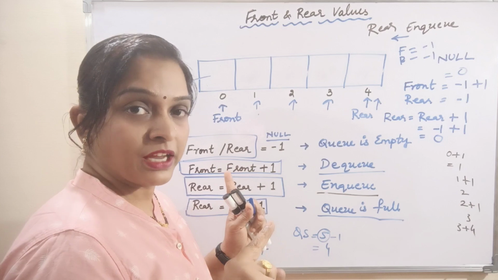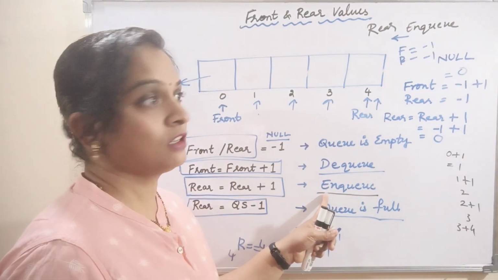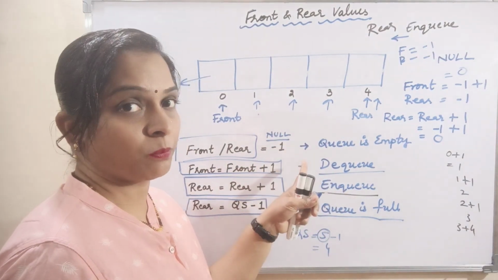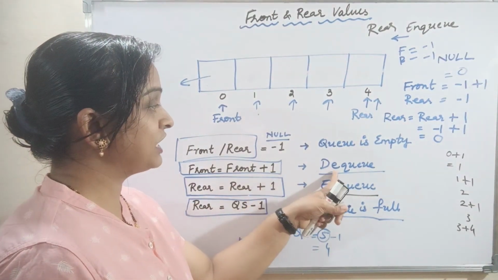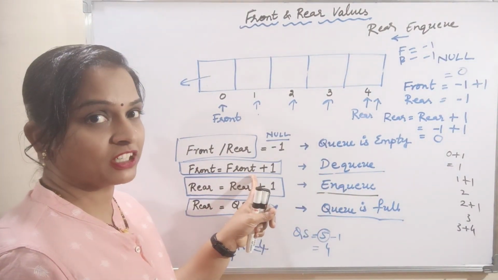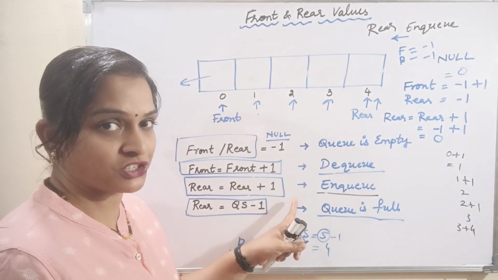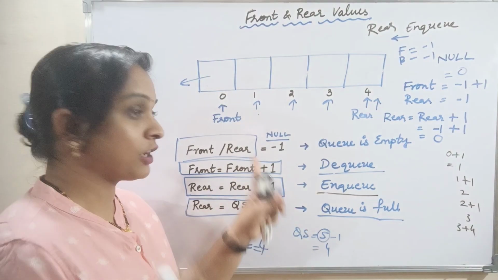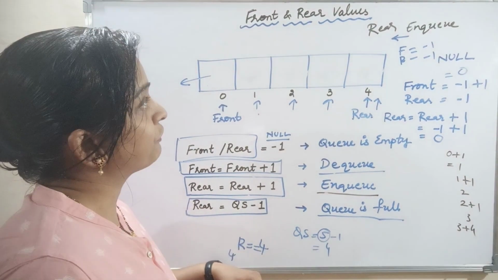For insertion, so-called NQ, we increase the rear pointer. For deletion, so-called DQ, we increase the front pointer. In both cases, it is incrementation only because we have two different pointers. Rear pointer increase, insertion. Front pointer increase, deletion. So this is what it is with the front and rear values.